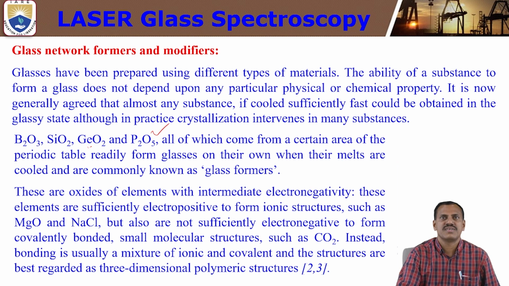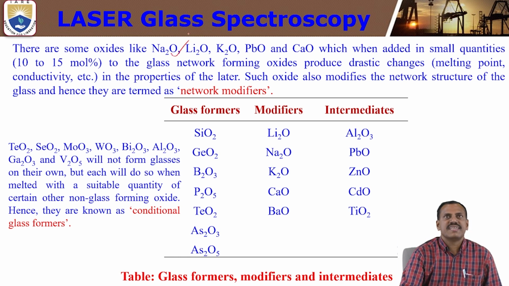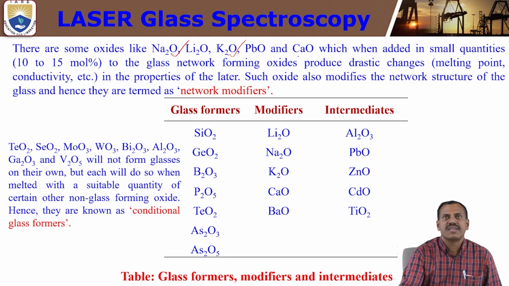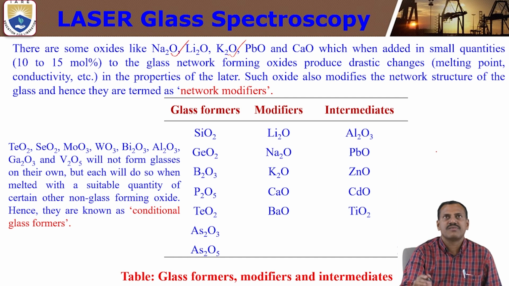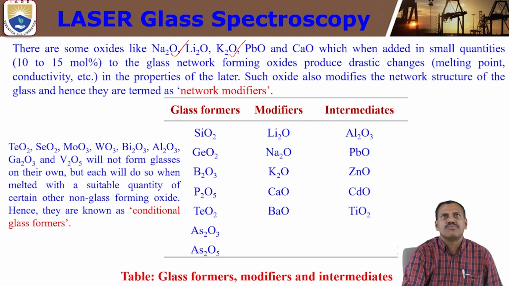And some modifiers are magnesium oxide and sodium chloride. These are some additional modifiers we can use with the glass formers. Next, there are some oxides like sodium oxide Na2O, lithium oxide Li2O, potassium oxide K2O, lead oxide PbO, and calcium oxide, which are added in a small quantity. That concentration is very important: the modifier concentration should be in the range of 10 to 15 mole percentage.